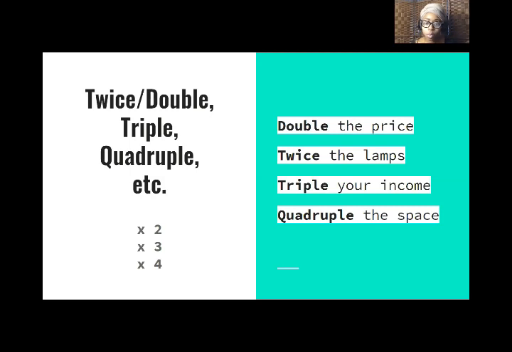Quadruple the space. All right, so whatever the space was originally, you tripled your income, and now you have quadrupled the space because you have tripled your income and you can afford more space. You can afford a mansion now. All right, so quadruple, if we think of quad, remember the 4-wheelers that people ride on? Those are called quads sometimes, we call them that. Quad means 4, quadruple. All right, so we're multiplying the amount of space by 4.